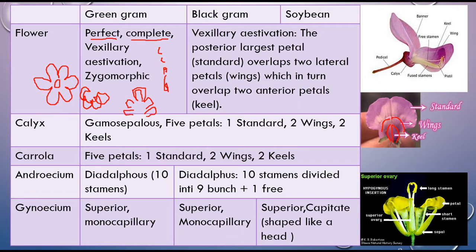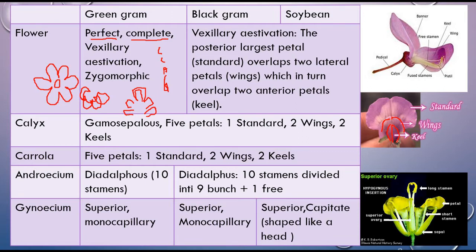In okra and in cotton crop there will be a twisted aestivation, and in pulse family crop there will be a vexillary aestivation. Then calyx, the condition of calyx. Okay, and this is the morphology of pulse family flowers, which is the same in all the crops, except there is a difference in case of groundnut, that is in case of Androecium.